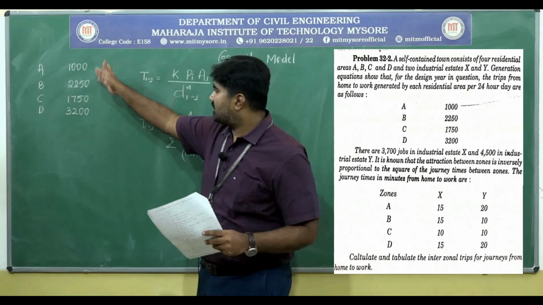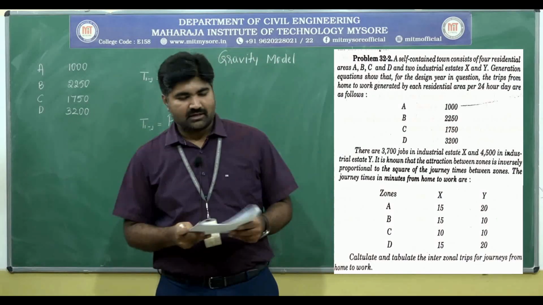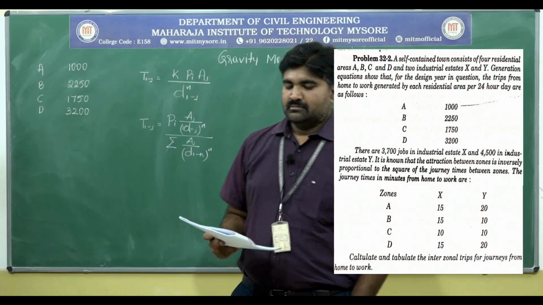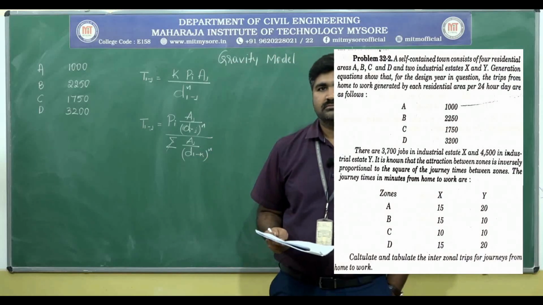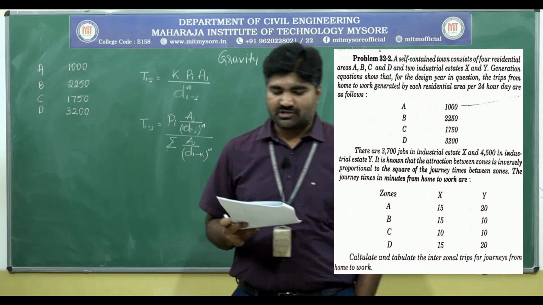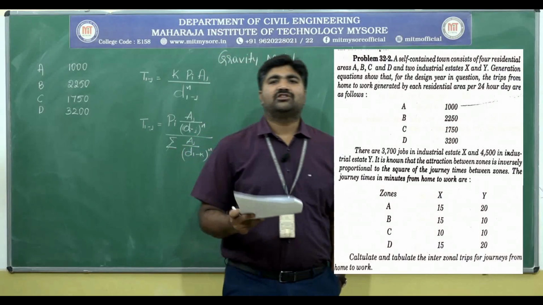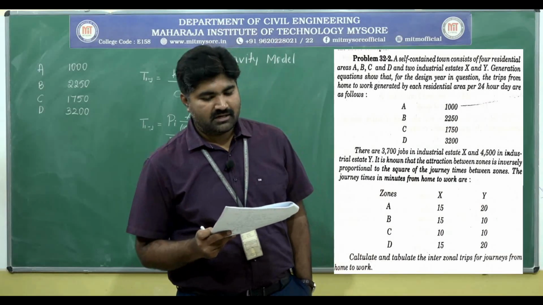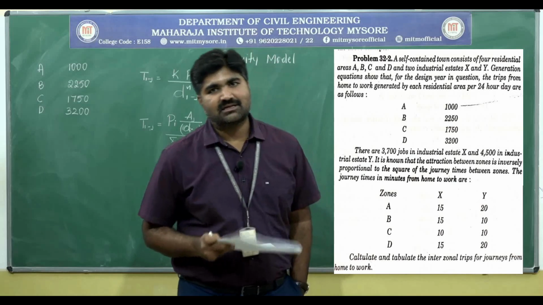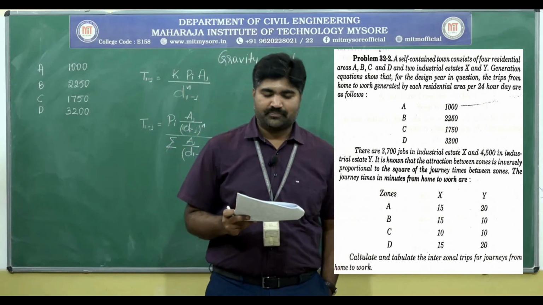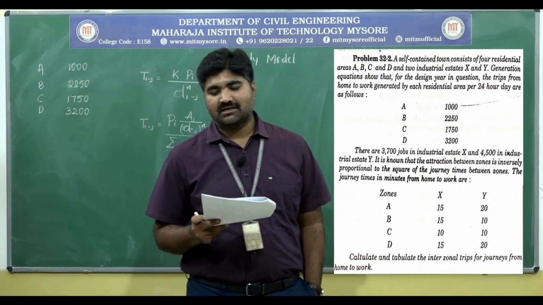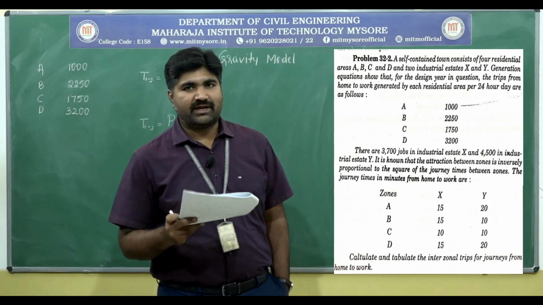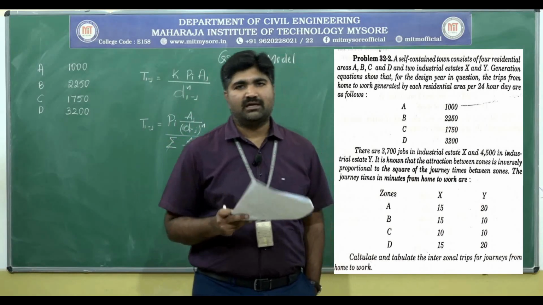Write it like this, as I have written, in columns. After this, continue the question. There are 3,700 jobs in industrial estate X, and 4,500 jobs in industrial estate Y.